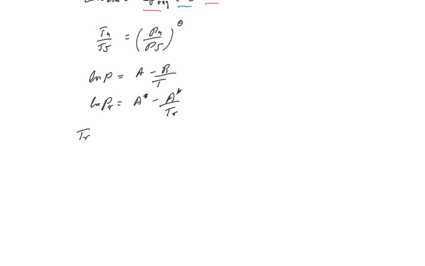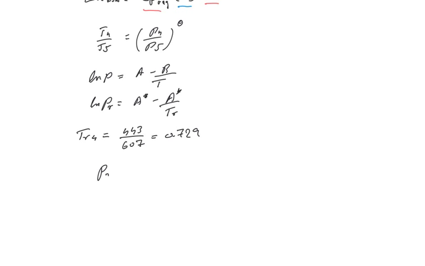So the T reduced comes out to be, at point 4 we have the temperature of 443 divided by 607, which is the critical temperature of water, and it comes out to be 0.729. And for P reduced, now I'm going to use this TR to calculate the PR.